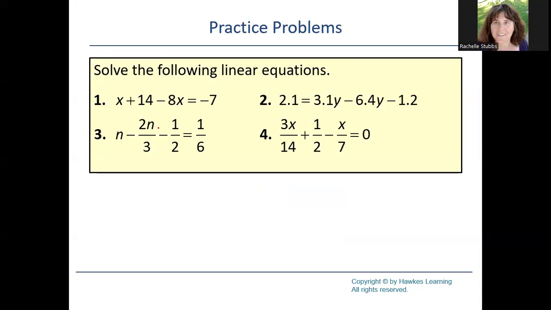So we're going to practice these problems. Pause the video for a moment and work the problems and then check back in. All right, so we're going to go ahead and go through these problems.